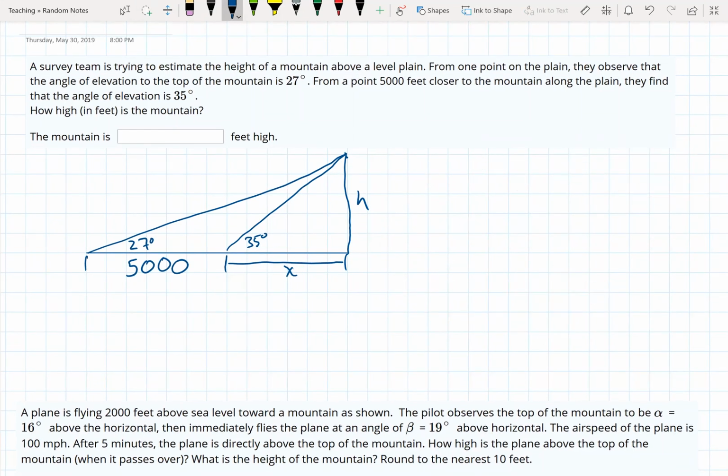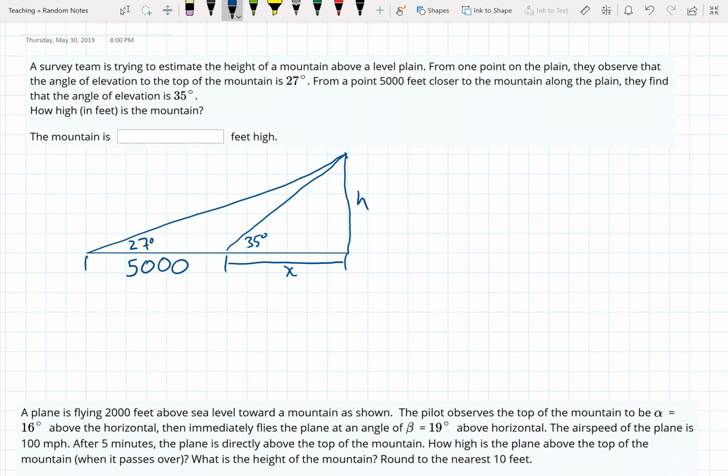So this is a picture of this mountain. H is the height of the mountain. The 27-degree angle is the farthest away from the mountain. Then the 35-degree angle is 5,000 feet closer to the mountain. So that's the 5,000 in this picture. And then there's an unknown distance from the 35-degree angle to the point directly under the top of the mountain. Obviously, a mountain is not a single vertical line, but that's what I need in order to make it a right triangle.